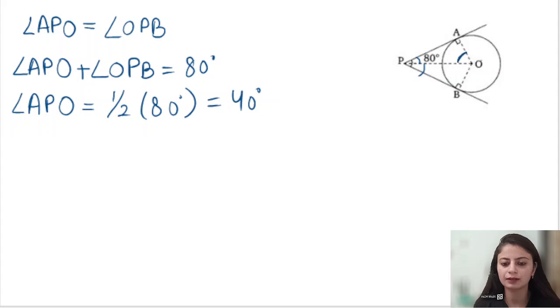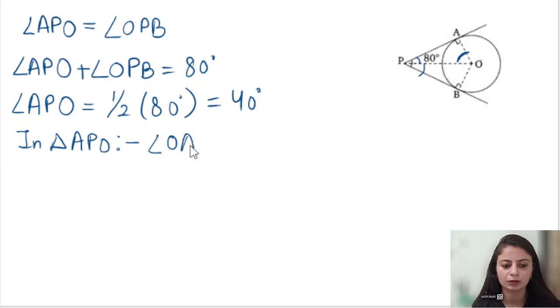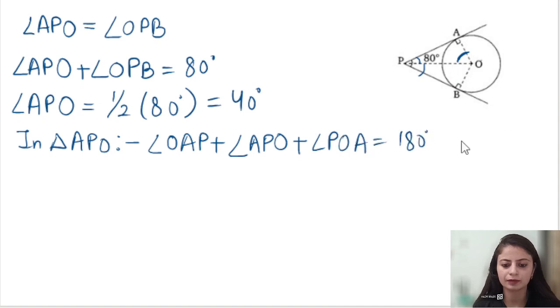We can easily find this angle using angle sum property of triangle. Now in triangle APO, we will use angle sum property. So I'll have angle OAP plus angle APO plus angle POA equals 180 degrees. You can mention the reason: angle sum property.